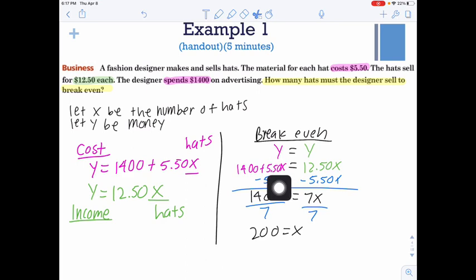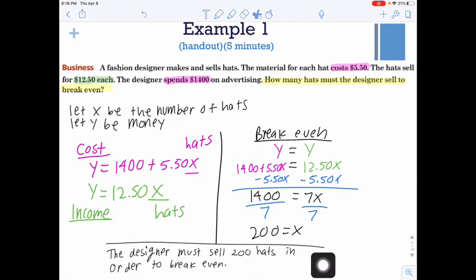Our goal is to get the X all by itself, and to do so, we need to get all the X's to one side. So we can subtract $5.50X from both sides. 5.50X minus 5.50X is 0, and we're left with 1,400 on the left. 12.50X minus 5.50X is 7X. Now our goal is to get rid of the 7 by dividing both sides by 7. 7 divided by 7 is 1, so we're left with 1X or just X. 1,400 divided by 7 gives us 200, so we have X equals 200. Therefore, the designer must sell 200 hats in order to break even.